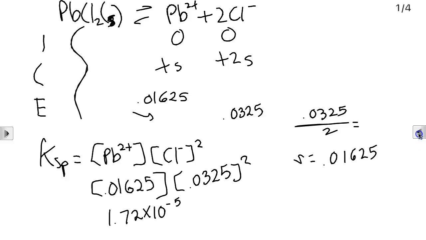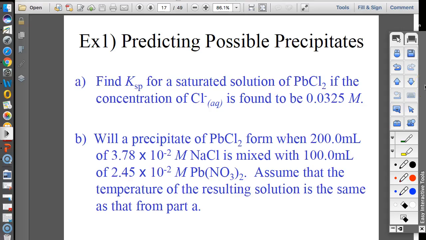So the second part is kind of the fun thing. Let's read the second part together. Will a precipitate of lead II chloride form when 200 milliliters of 3.78 times 10 to the negative second molar sodium chloride is mixed with 100 milliliters of 2.45 times 10 to the negative second molar lead II nitrate? Assume that the temperature of the resulting solution is the same. Who made that solution, by the way?